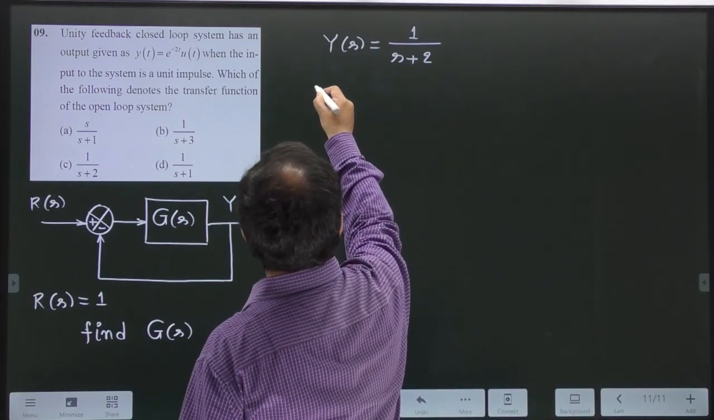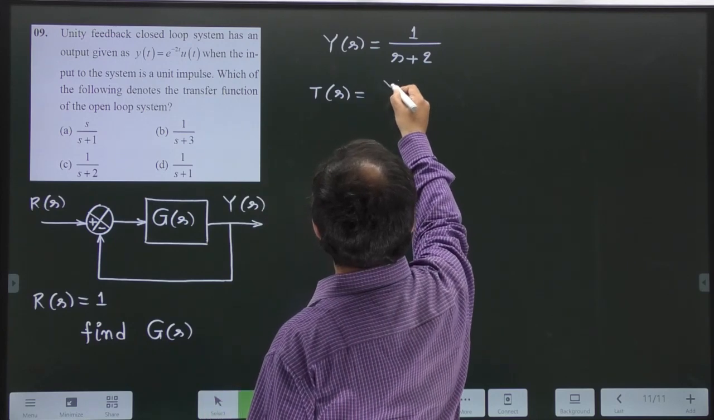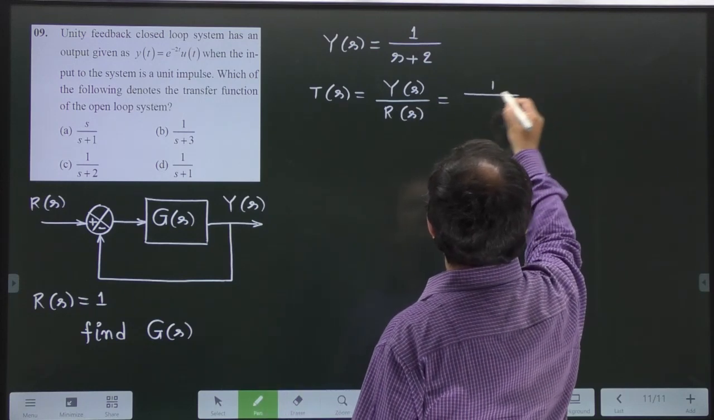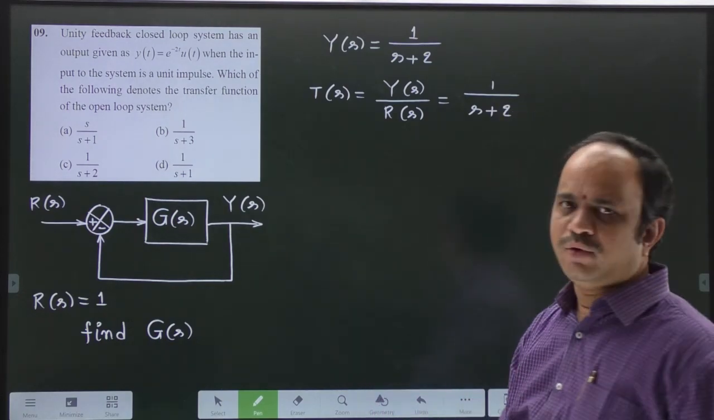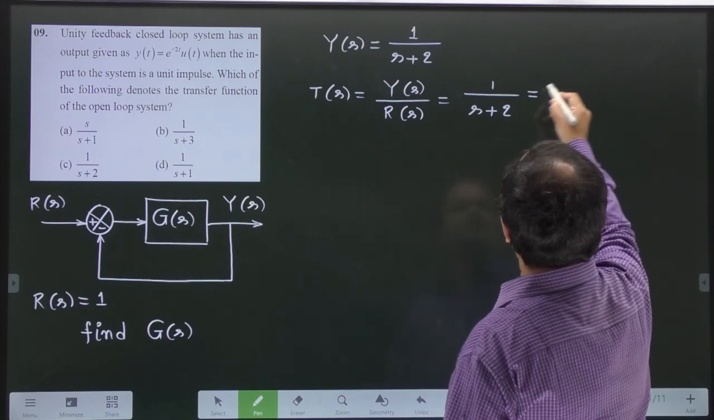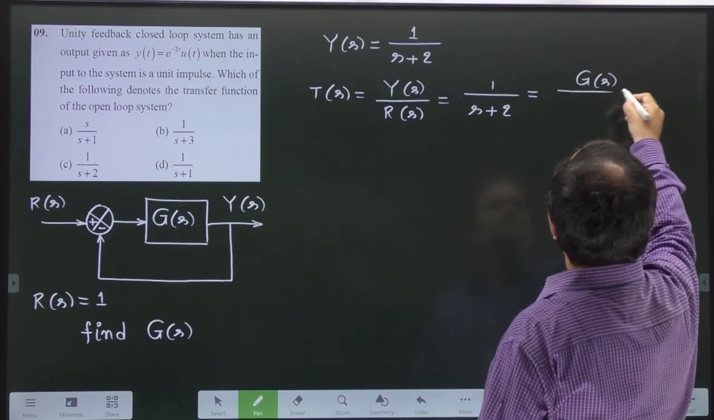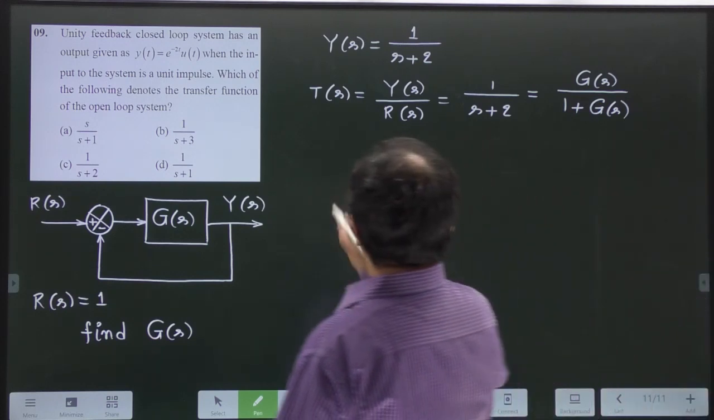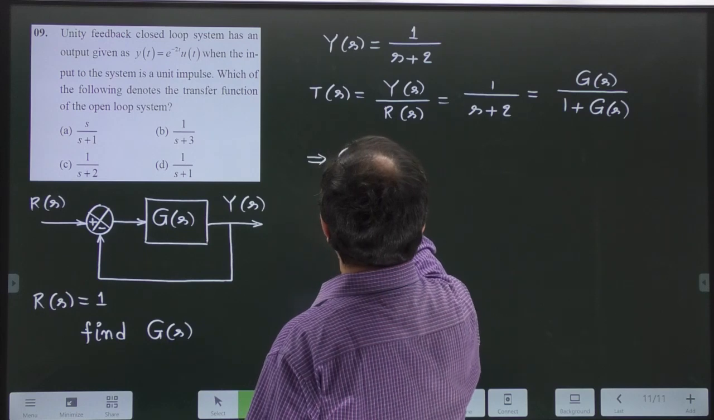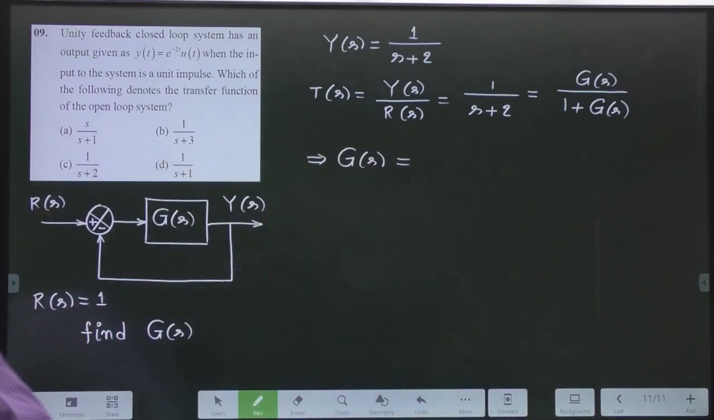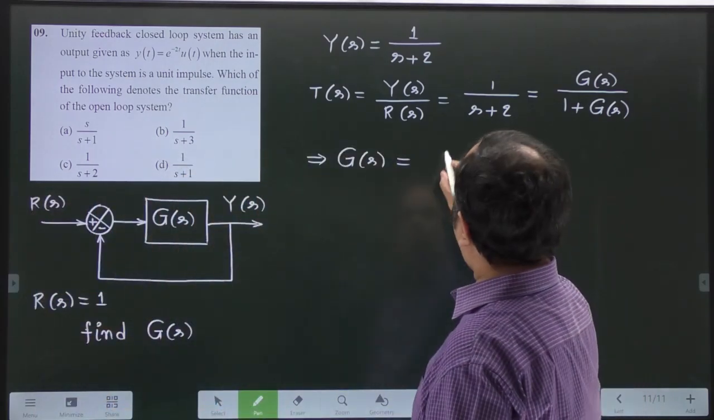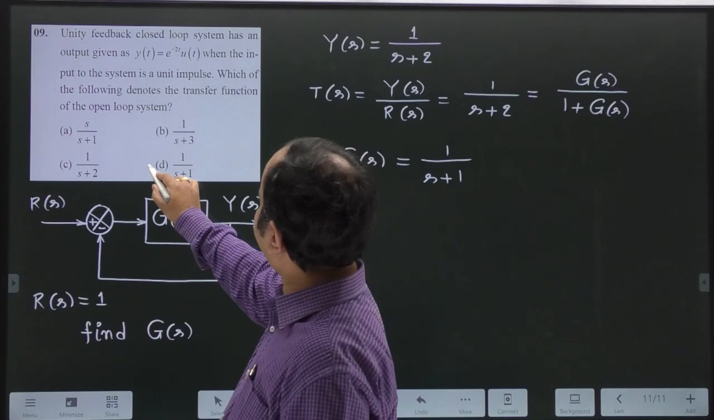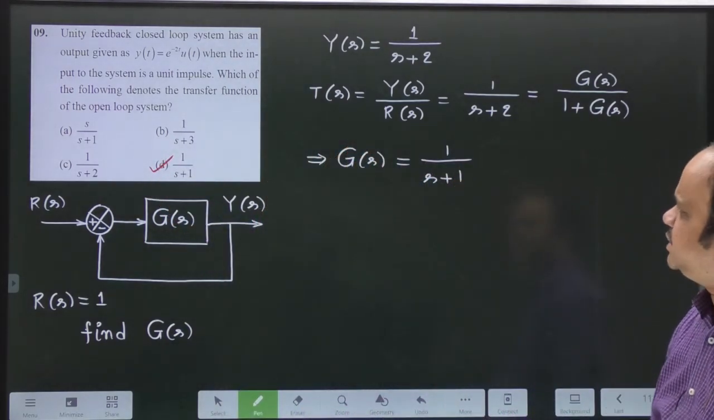Therefore, I can say the closed loop transfer function, let me write like this: T of s is equal to Y of s divided by R of s is equal to 1 by s plus 2. Okay. So basically, from the open loop system transfer function, this is equal to G of s divided by 1 plus G of s. Now from this, if you simplify, you will get G of s is equal to 1 by s plus 1. Okay. So the open loop transfer function will be option D, that is 1 by s plus 1.